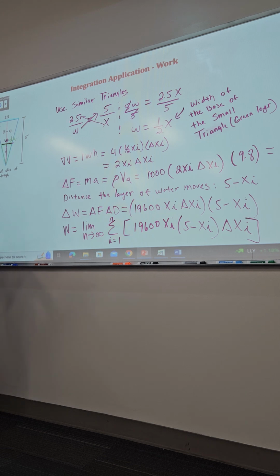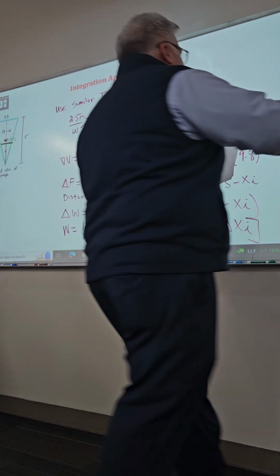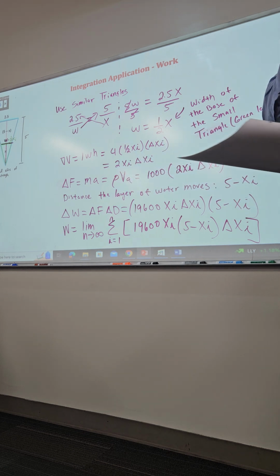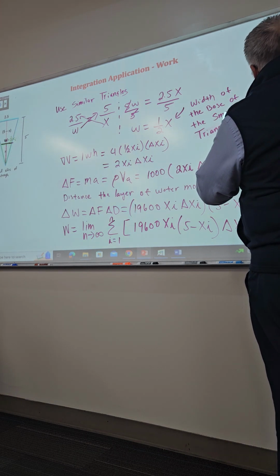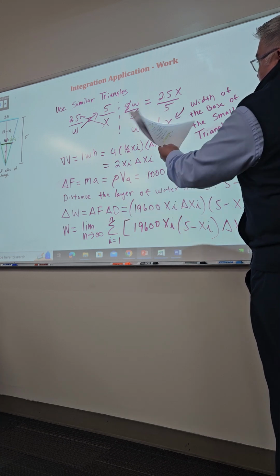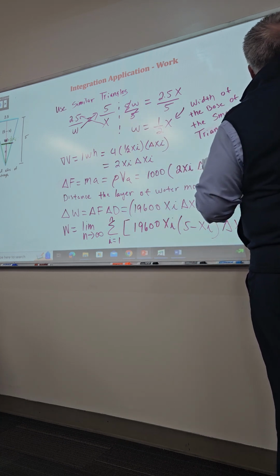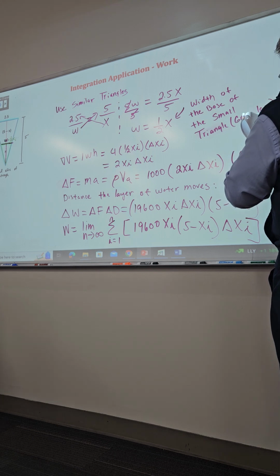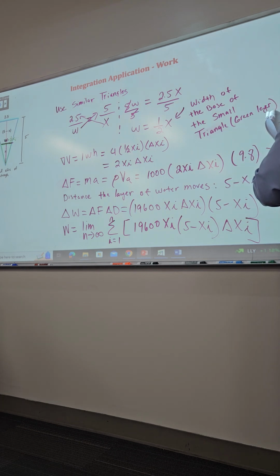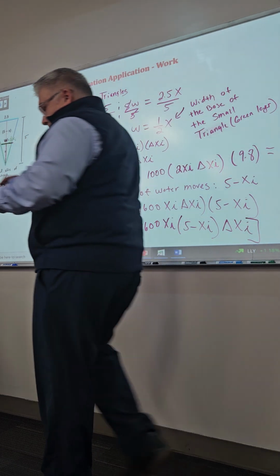All right. So now I can set up my integral. So my work is equal to, how far are we going? From 0 to 5, right? From 0 to 5 of 19,600 x times 5 minus x dx. And that's our integral setup, okay?